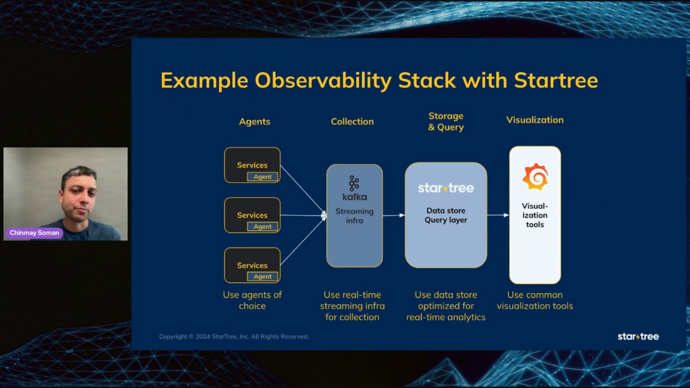So this is how a sample deployment may look with StarTree Cloud. You can use something like a Datadog agent or a Vector agent on the actual services, and use something like Kafka as a collection system, which will then get the data into StarTree Cloud. And as I mentioned before, it offers various connectors, for example, Grafana for visualizing these various metrics and logs. And then we also provide specific dialects for some of these events. For example, you can use PromQL for metrics, LogQL for logs, and so on.